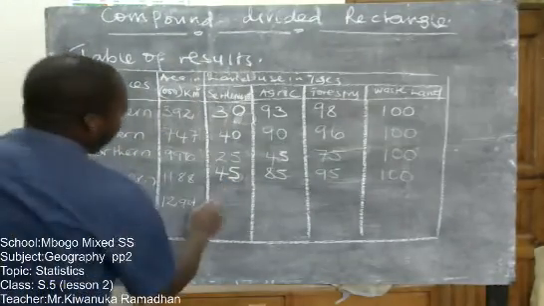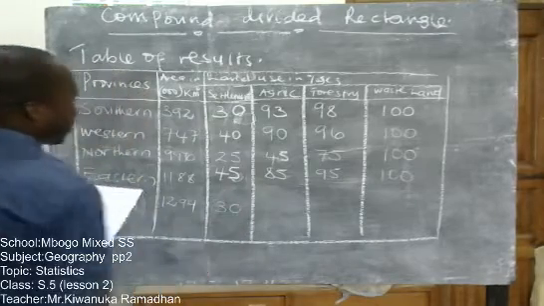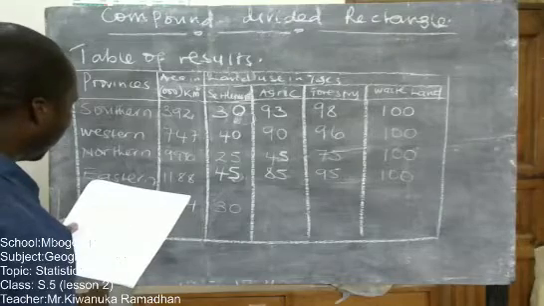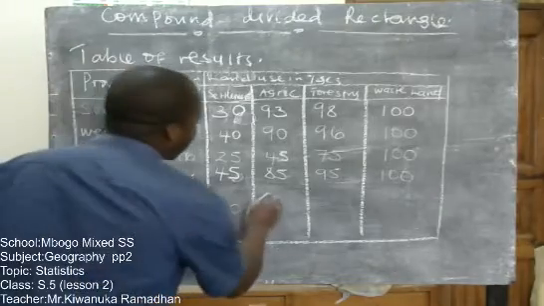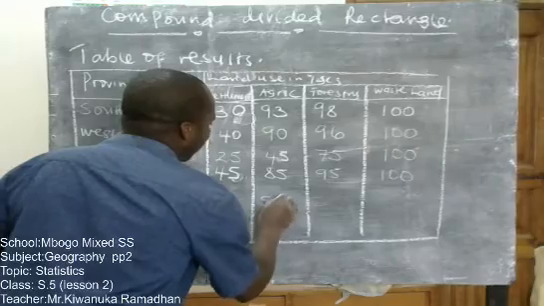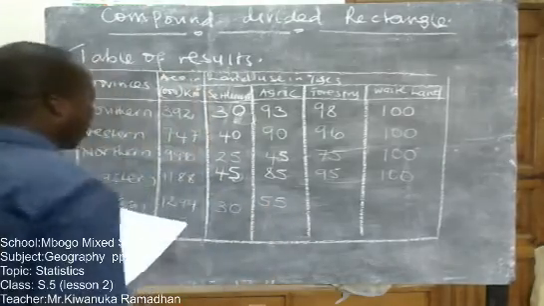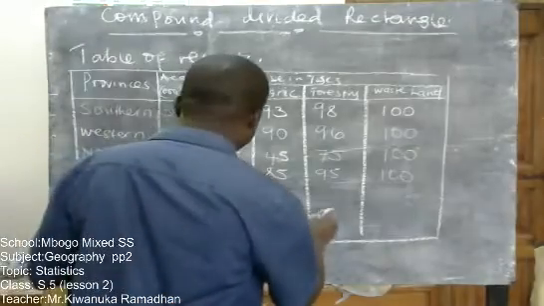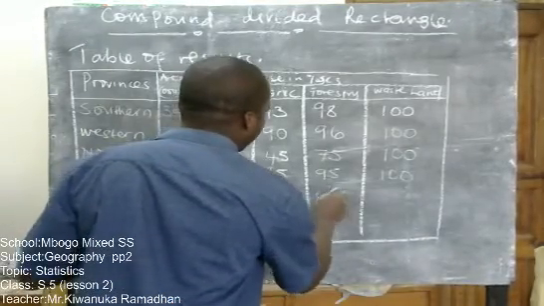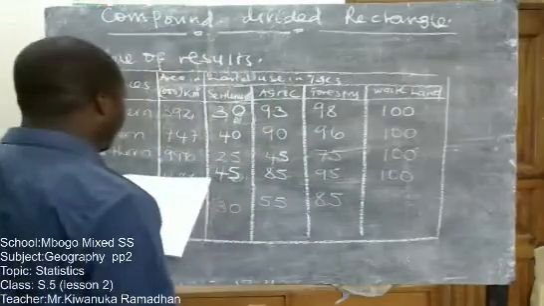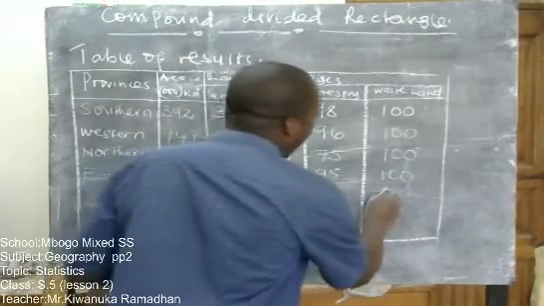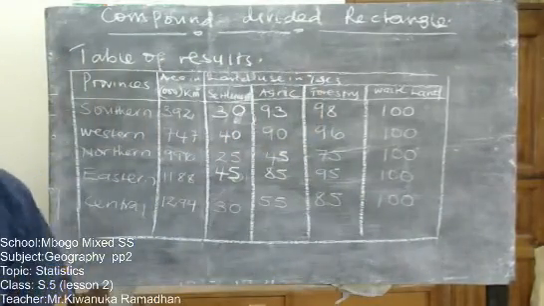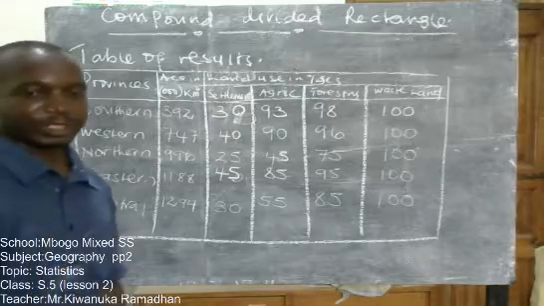Central, settlement is 30. You add on agriculture 25, it becomes 55. 55, you add on 30, it becomes 85. You add on 15, it becomes now 100. So that is our table of results.